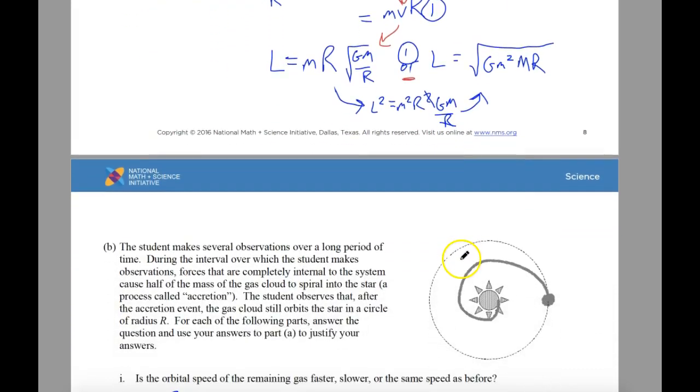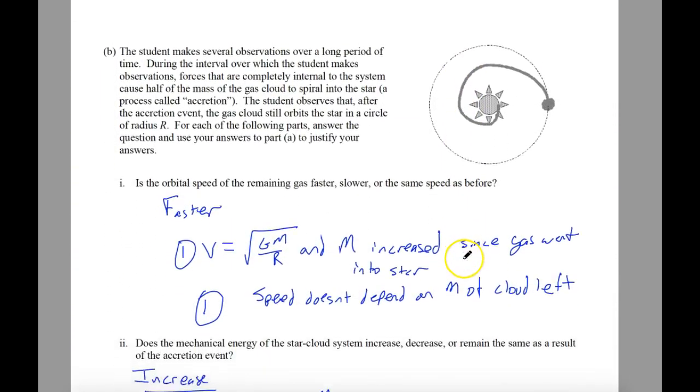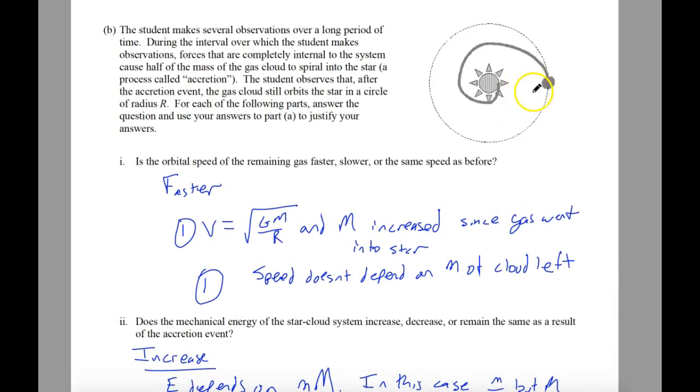That's part A. For part B, the student is making several observations over a particular period of time, and they notice that 1/2 of the mass of this thing goes into the star. So half of the mass here. So now this becomes m over 2, and this gets m over 2. But it's big M, so it doesn't pick up as much mass in a relationship or a ratio as this one is losing. It's losing half the mass. This is picking up a fraction of its mass.